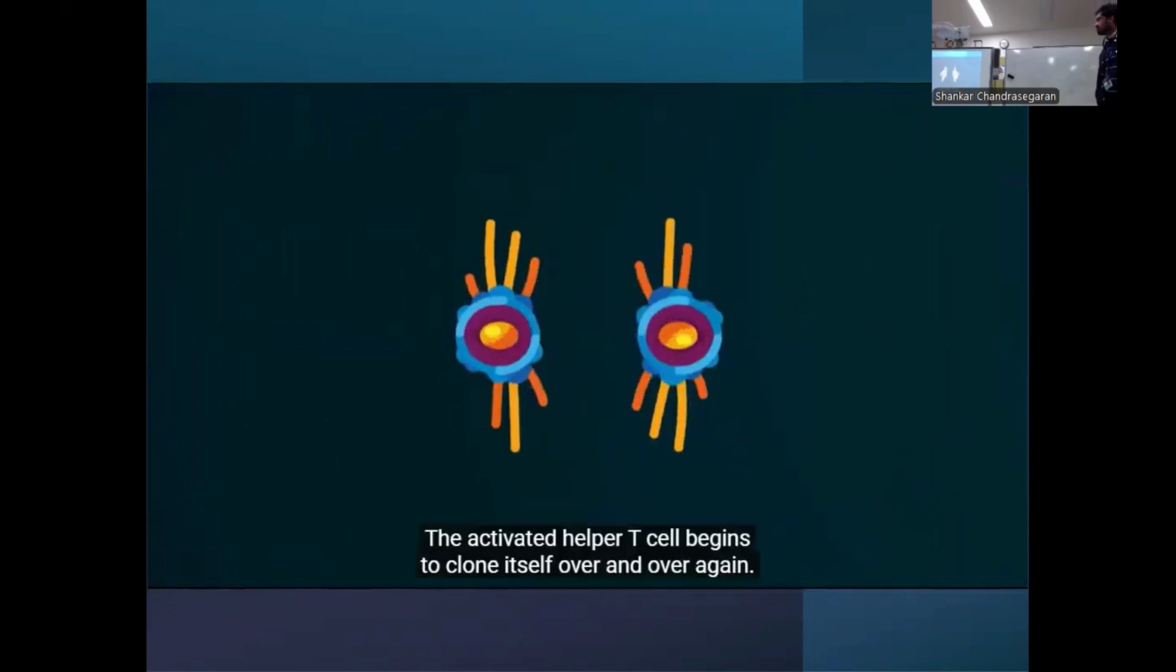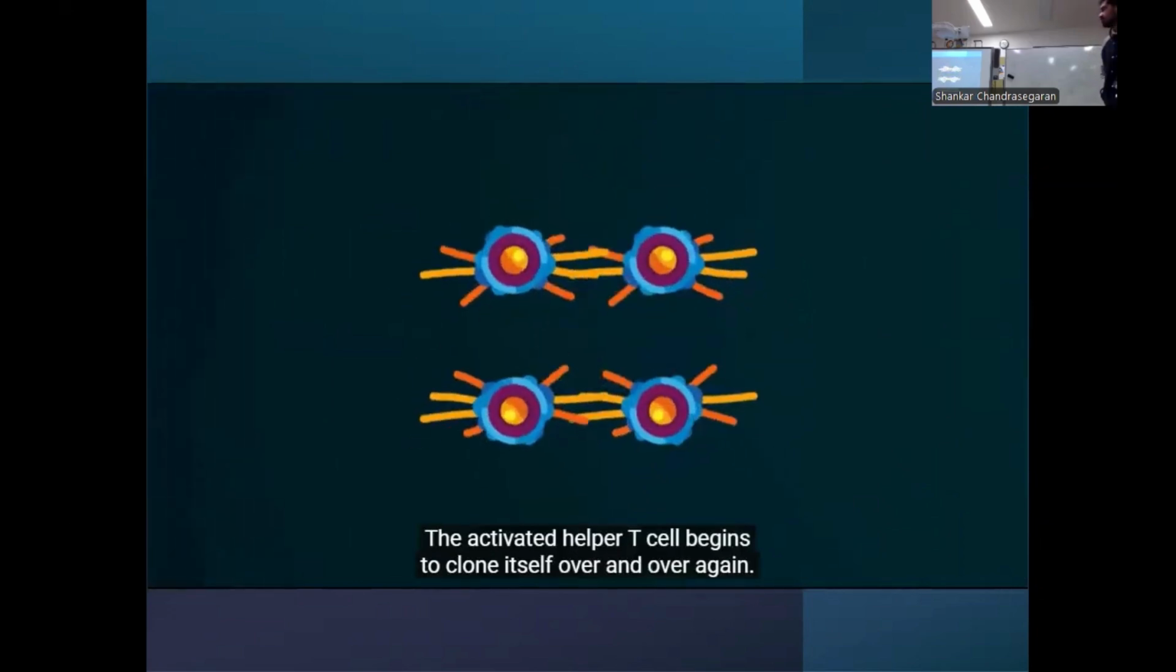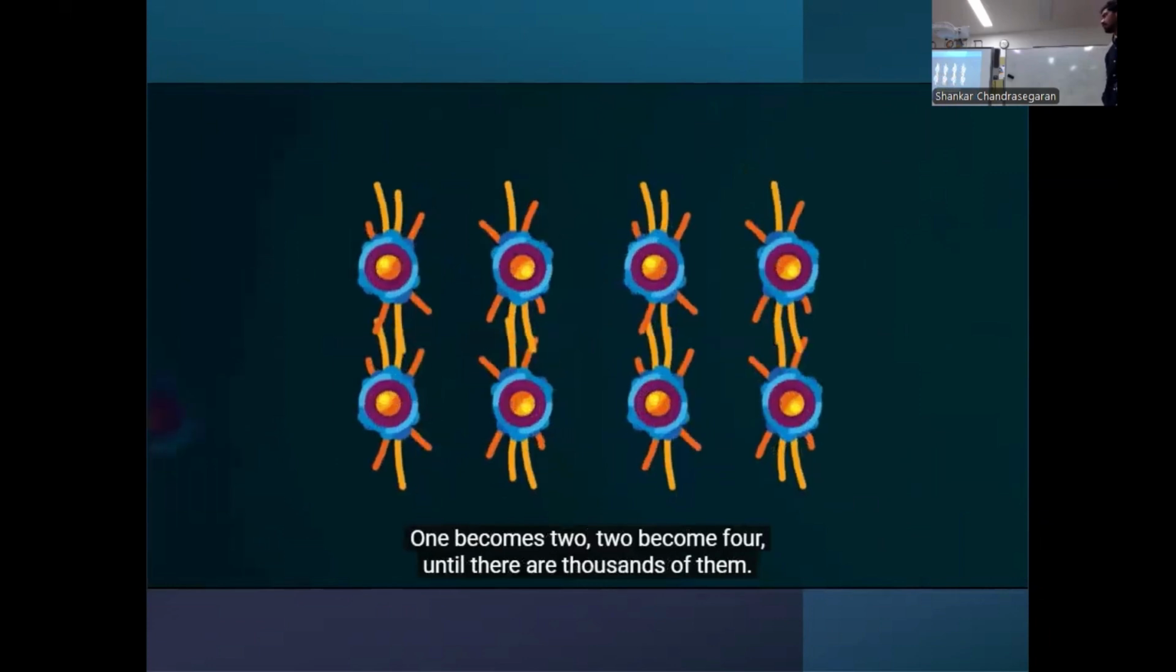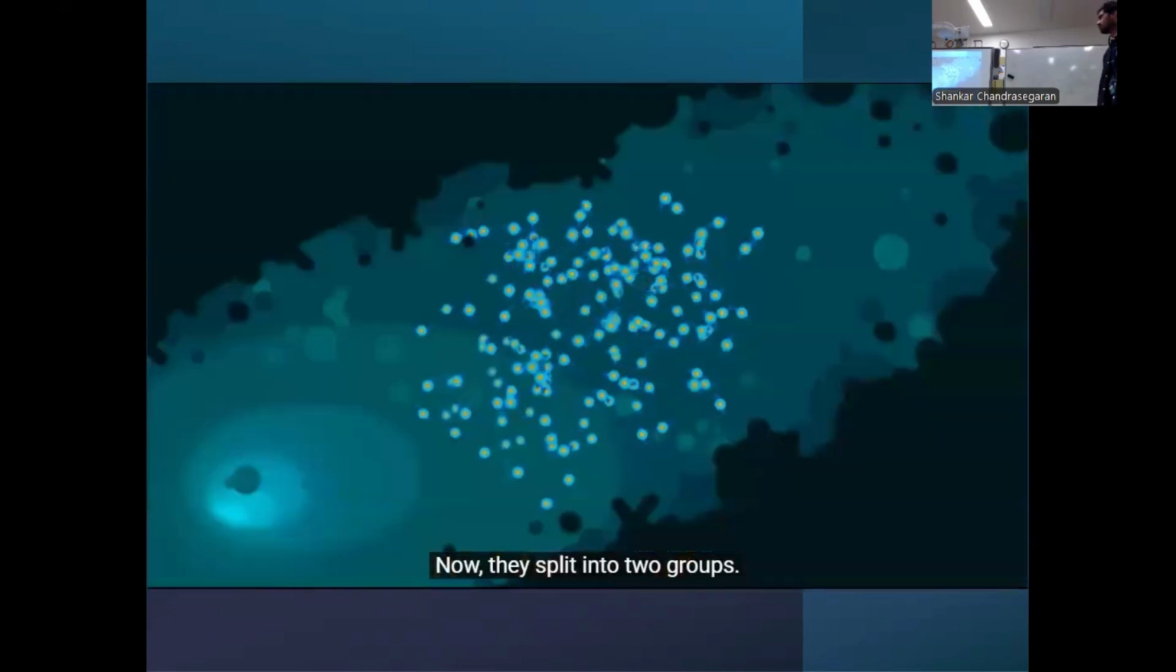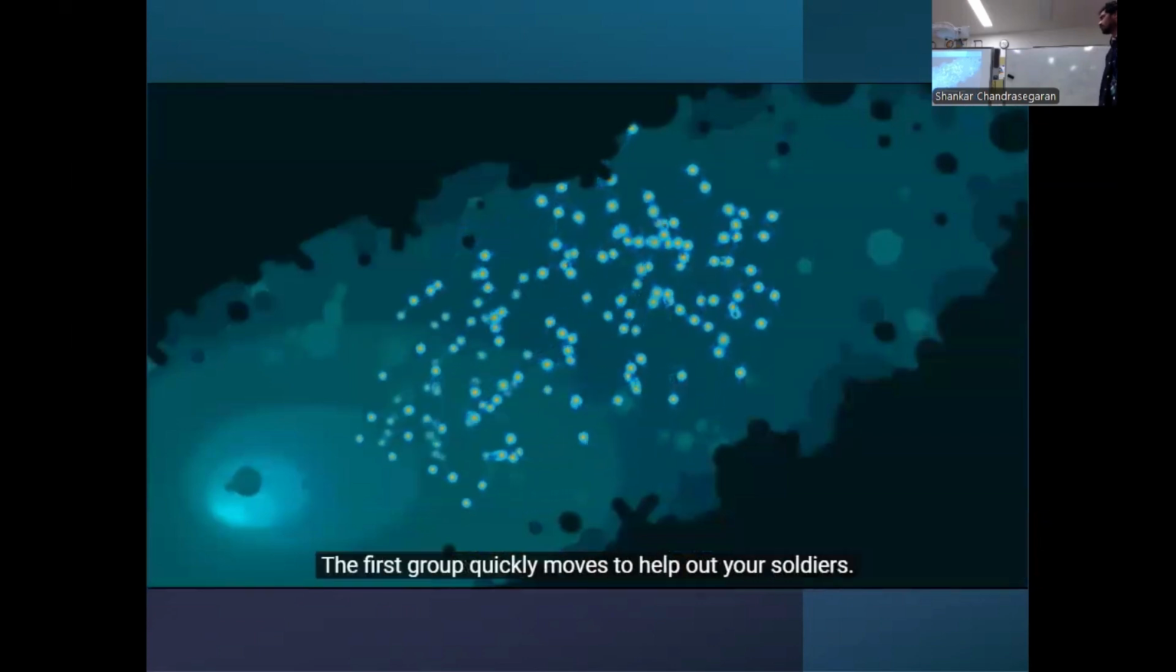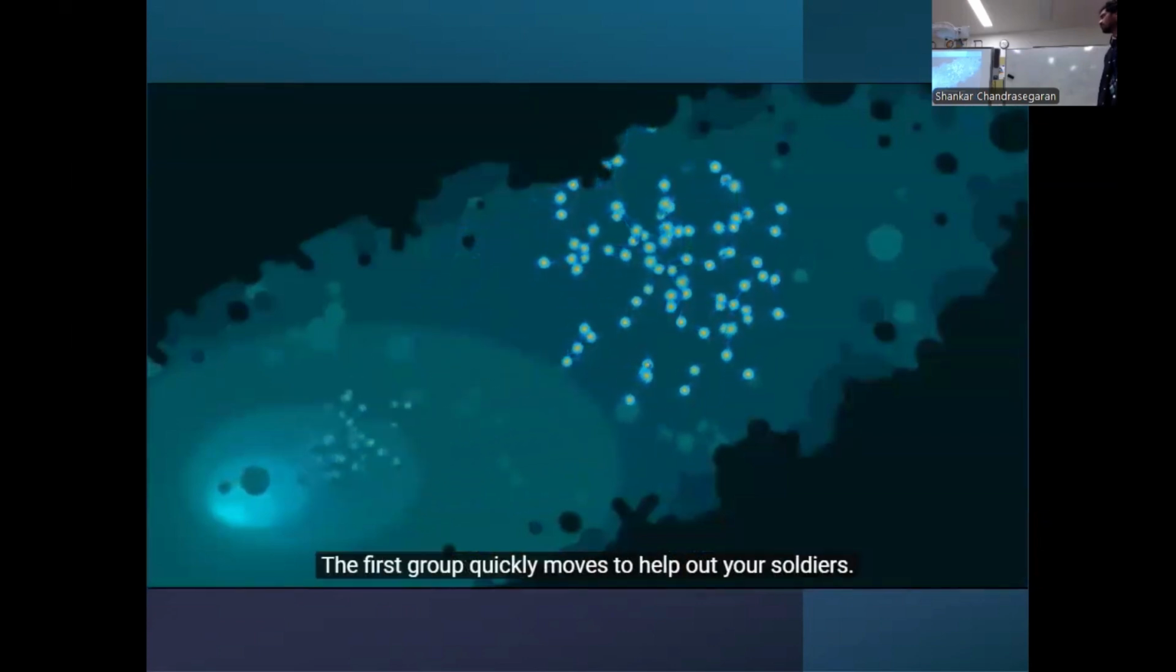The activated helper T cell begins to clone itself over and over again. 1 becomes 2, 2 become 4, until there are thousands of them. Now they split into 2 groups. The first group quickly moves to help out your soldiers.